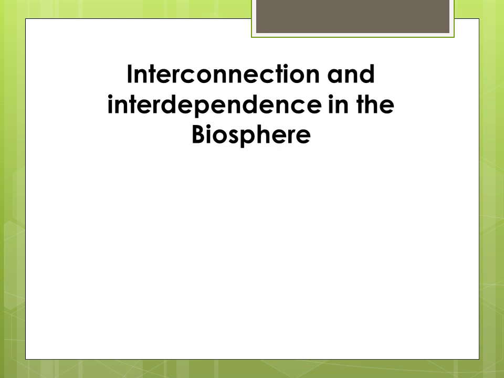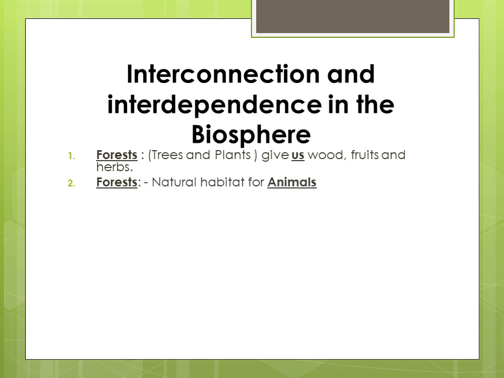Trees, animals, humans, etc. How is everything in the biosphere interconnected and interdependent? Now let us see everything in the biosphere is interconnected and interdependent in the following ways. Number 1, forests, trees, plants give us timber, fruits, herbs. Us means to humans. Timber means wood. Number 2, forests are also natural habitat for animals. Habitat means home.